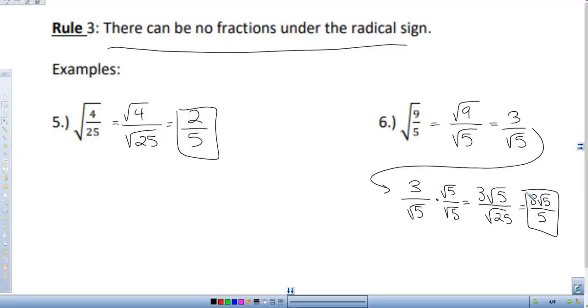So that is simplifying radicals in a nutshell. So make sure when you're doing your assignment, you have these notes out and you're following all 3 of those rules.